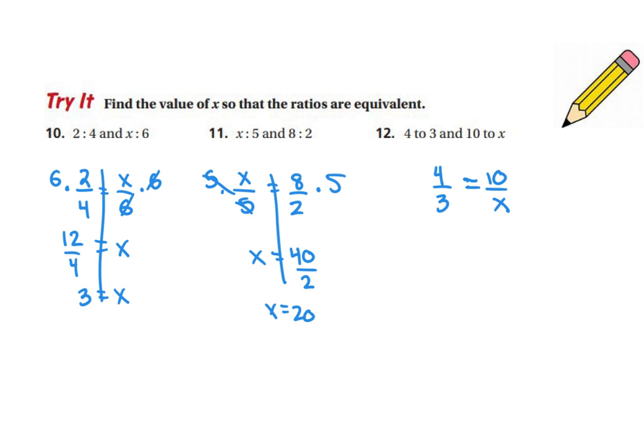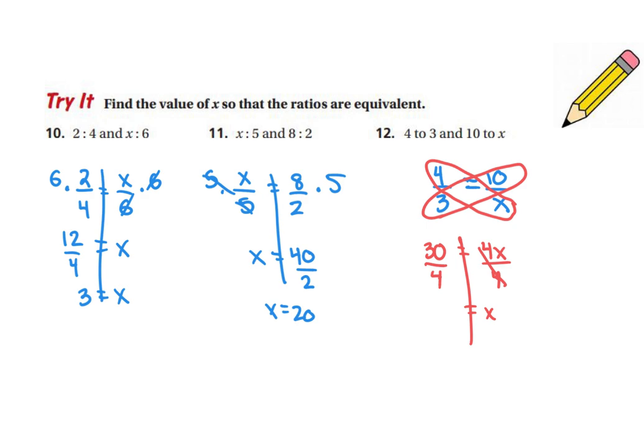Now in this last example, number 12, you're going to notice that the variable's on the bottom. So in this situation, we can go back to our cross product strategy where we do 3 times 10 is 30. 4 times x is 4x. And we can divide by 4. The 4's cancel. And we're left with 30 divided by 4. 30 divided by 4 is 7.5.